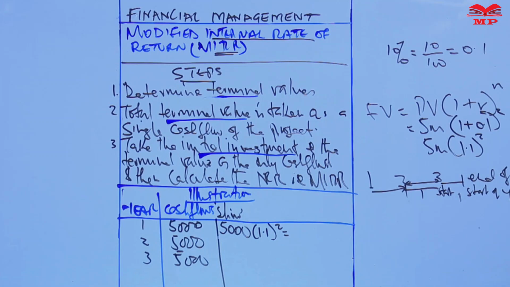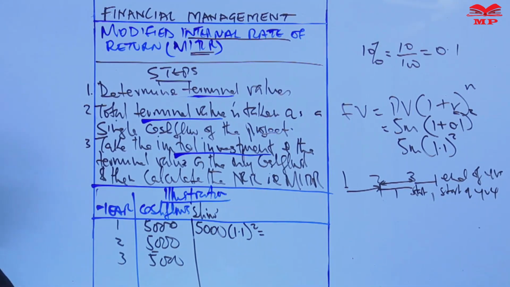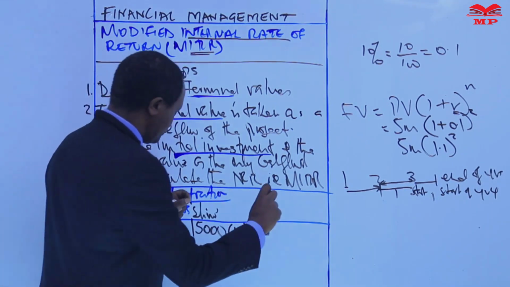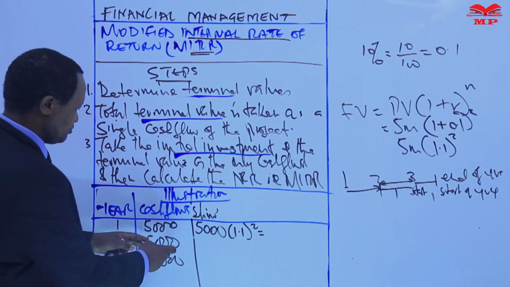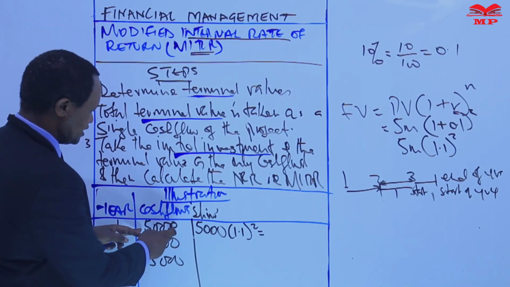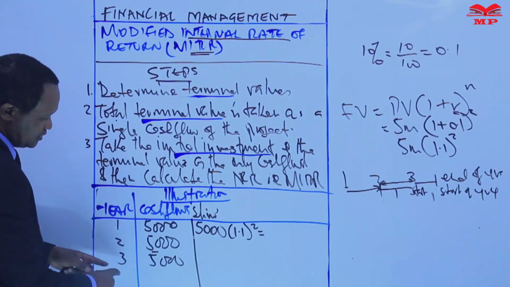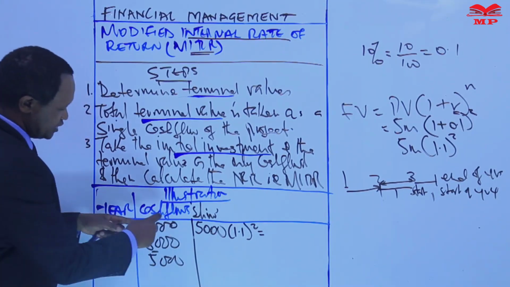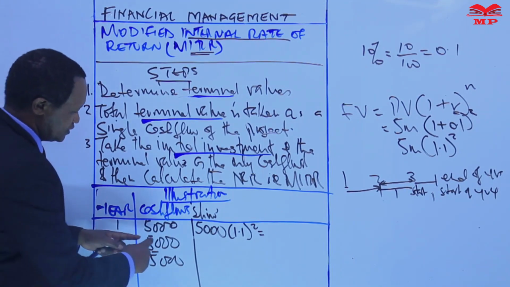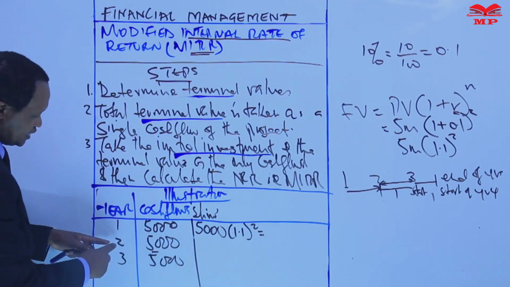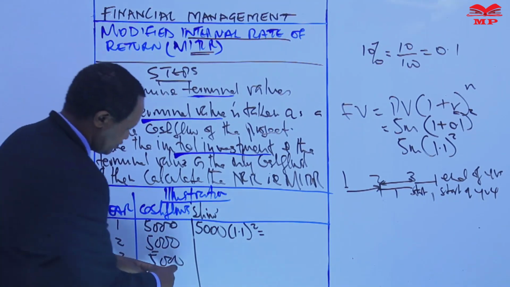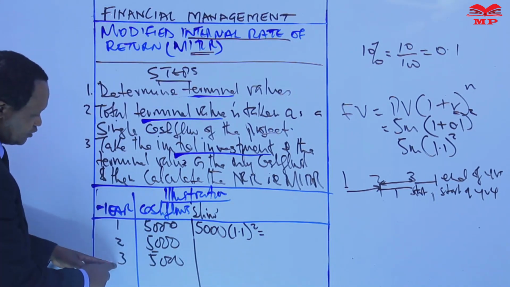Is it clear up to that point? So we are getting the future value. This is a present, but these are money expected to be received at the end of these years. This 5 million will be received at the end of year 1. This 5 million will be received at the end of year 2. This 5 million will be received at the end of year 3.